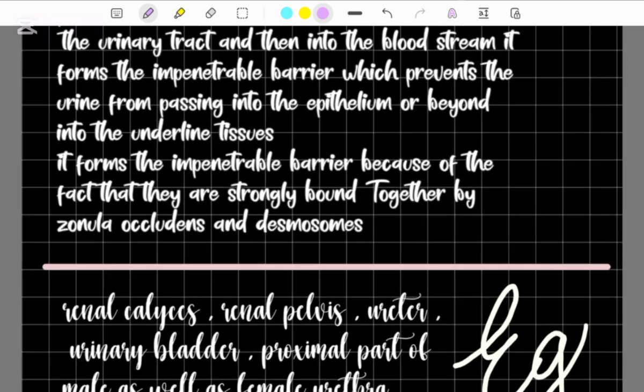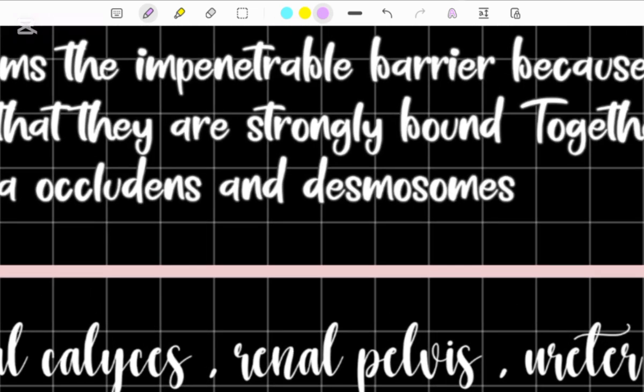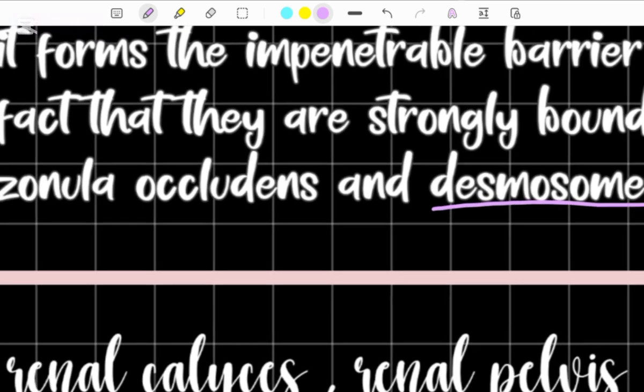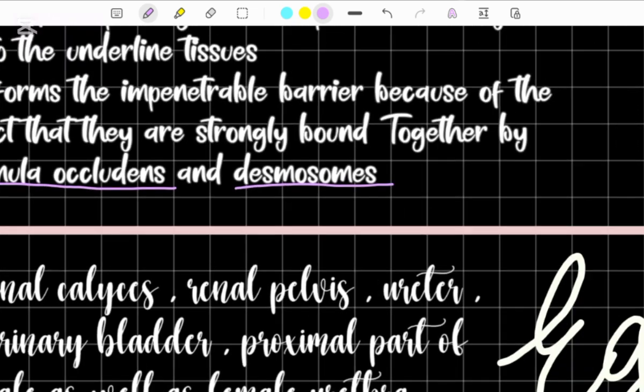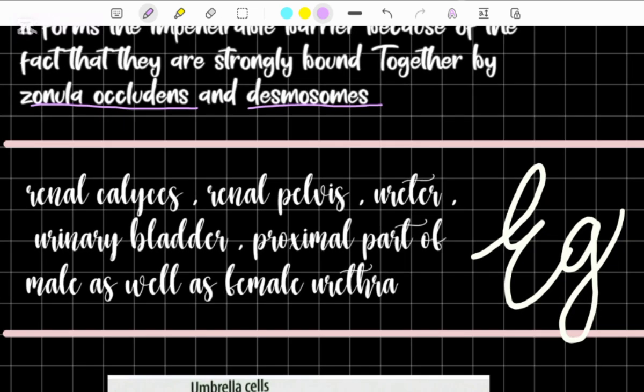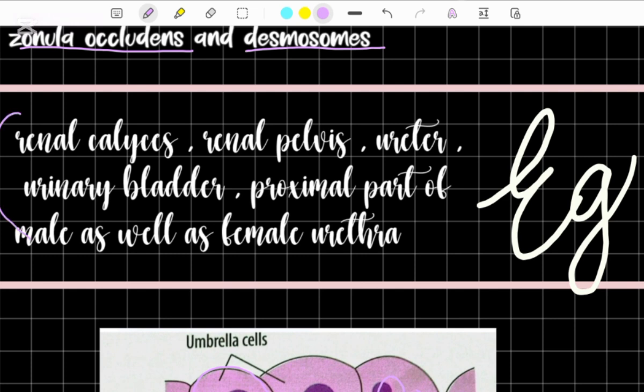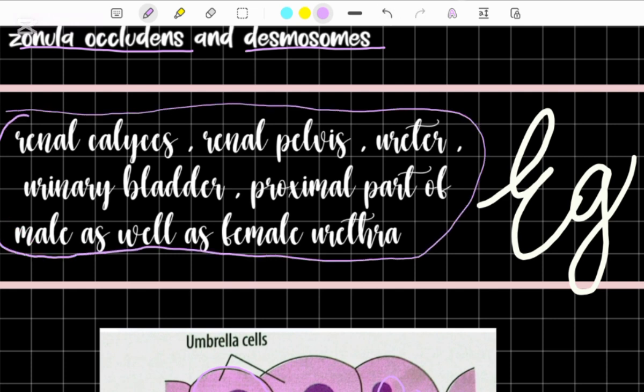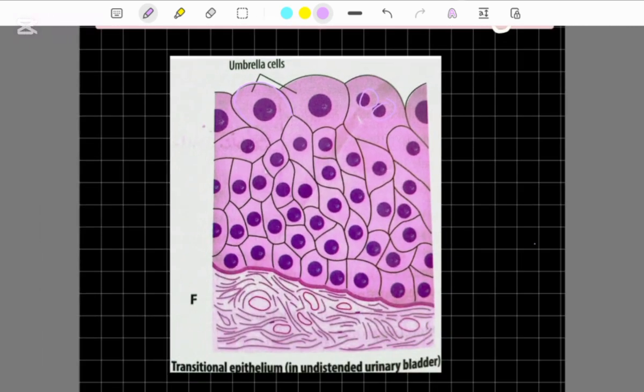How do they form the impermeable barrier? By the presence of desmosomes and zonula occludens, which are types of cell junctions. We'll discuss them in another video. These are the examples of the transitional epithelium. You can go through it. You have to remember it. They are very important. They are asked in MCQs.